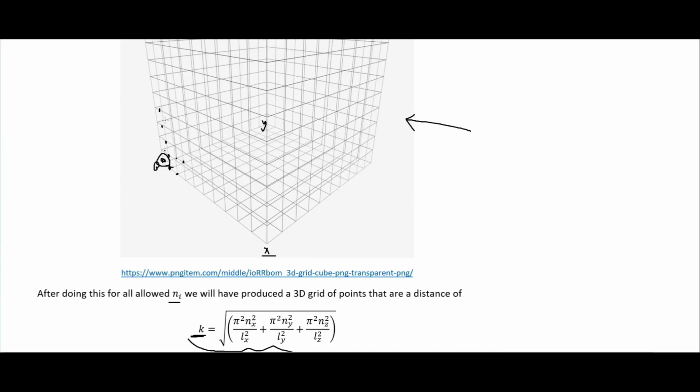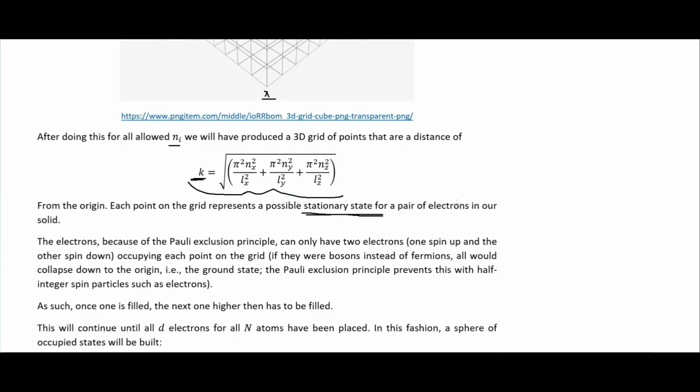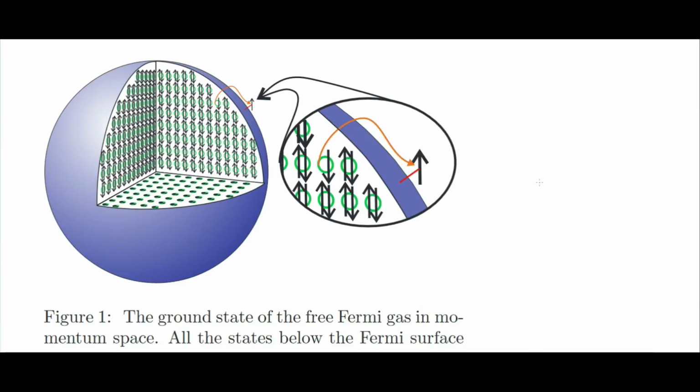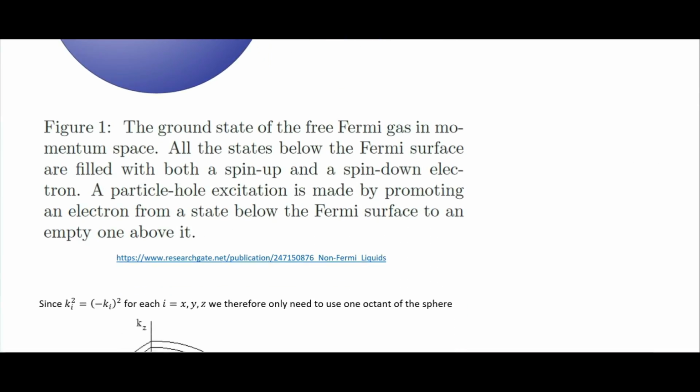And so doing that and sort of building out from the origin, what we end up doing is making a sphere of all the states. And so you can see there's spin up and spin down in every state here. You can see that one of the electrons, if it's excited, can move outside of this sphere. And then, if it releases a photon, it can fall back into there. But this is representing all of the states that the electrons can take in our solid.